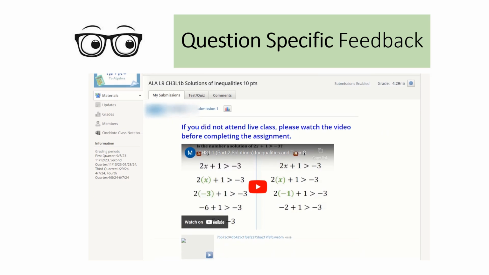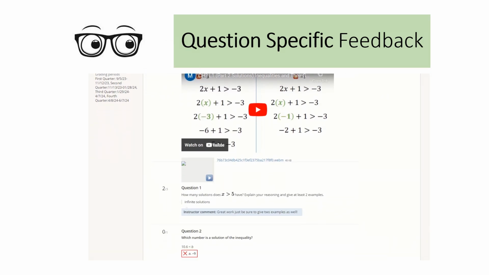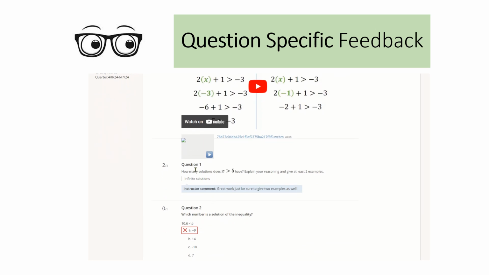Okay, let's scroll down and see here. All right, so question number 1, they earned 2 out of 3 points. And there is a specific comment from the teacher. Great work. Just be sure to give 2 examples as well. They can also see that on question number 2, they answered incorrectly.